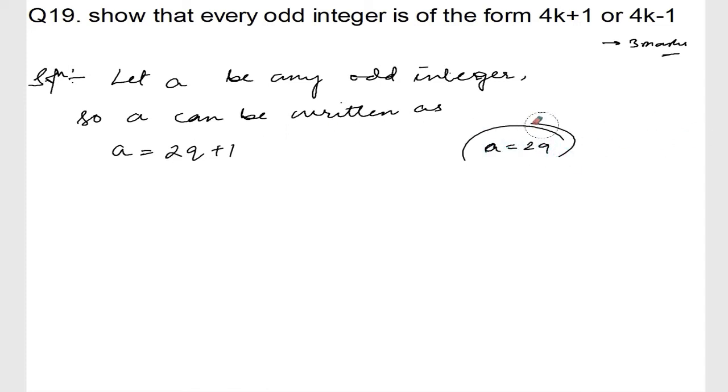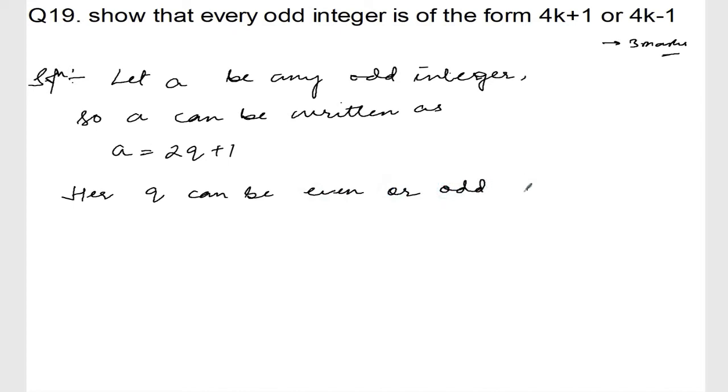I think this is an example question from chapter number 1, exercise 1.1. There you can see some example questions. So a is equal to 2q plus 1. Here a is odd, but q can be an even or odd integer, right? Q can be even or odd, same thing.